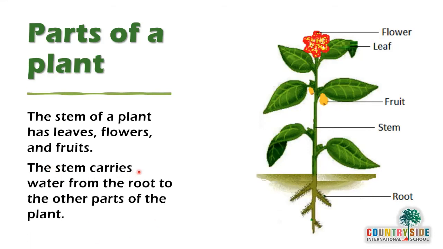The stem carries water from the roots to the other parts of the plant. Now roots want to send water to the plant. So it absorbs, sucks water from the soil and it gives it to the stem. What does the stem do? The stem carries and gives it to each and every part of a plant because all the parts need water. So the stem passes water to all the parts of the plant.